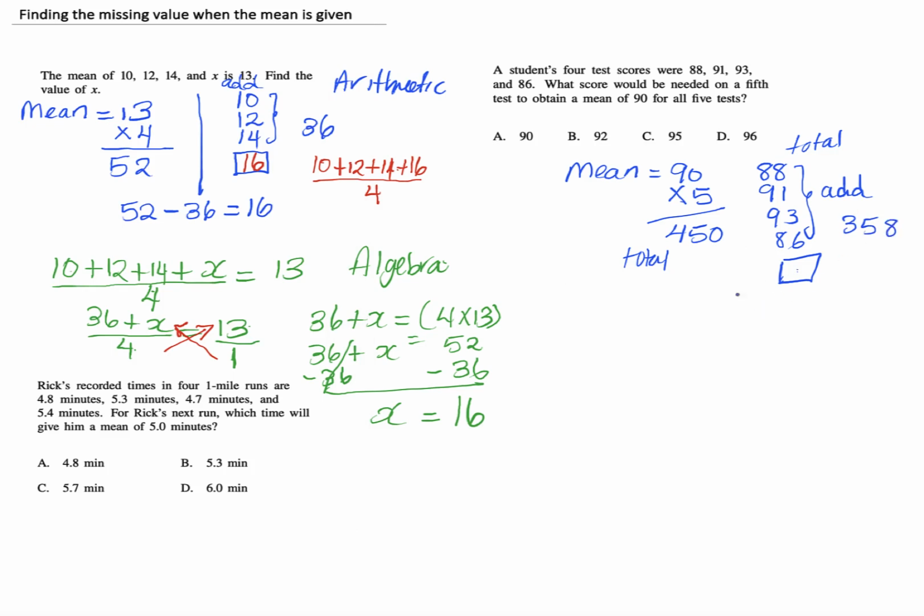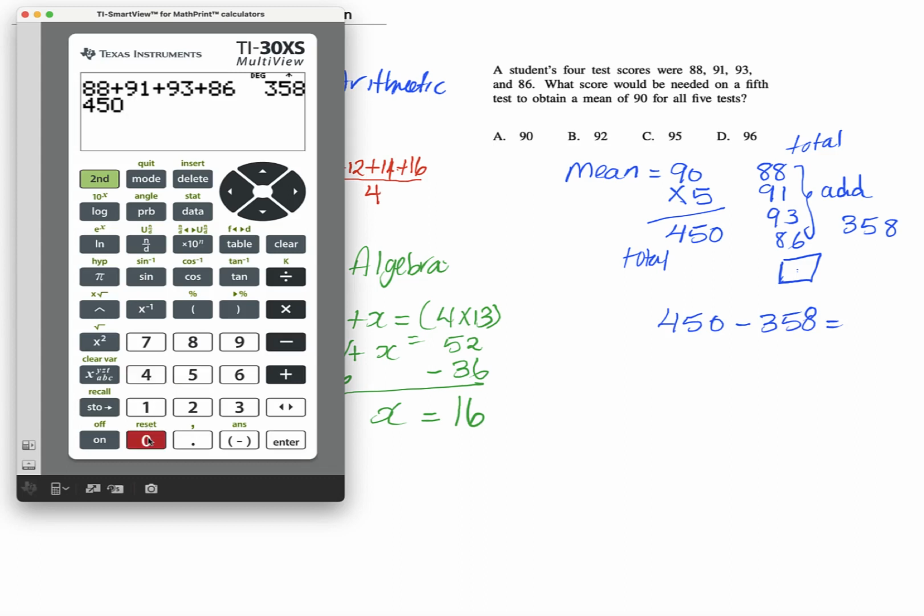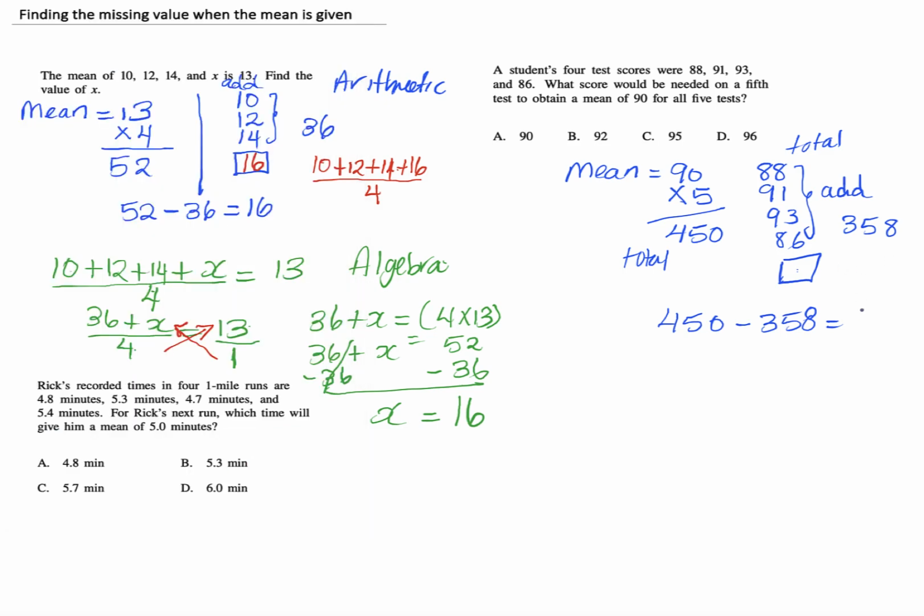So now to find the missing score, that would be 450 minus 358. We have 450 minus 358, and our answer is 92. So we need a 92 on our 5th test.